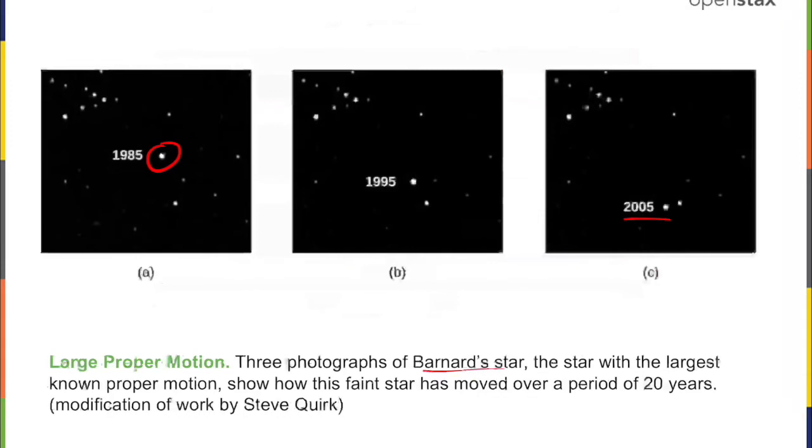There's not many stars like that. Most stars remain fairly fixed over just a span of a couple decades, right? And really, by most, I mean like 99%, 99.9%. So Barnard's star is a special example of that.